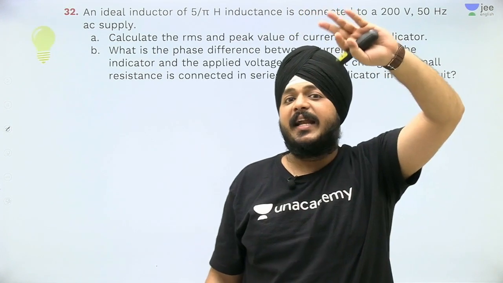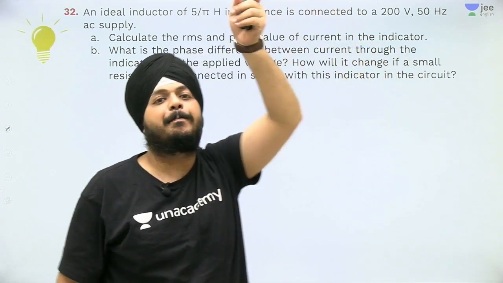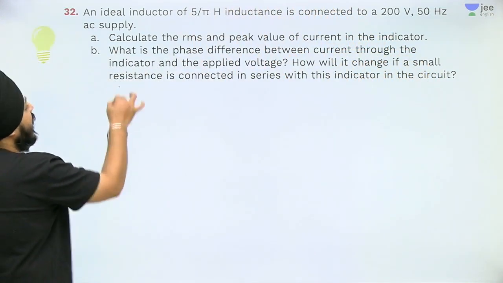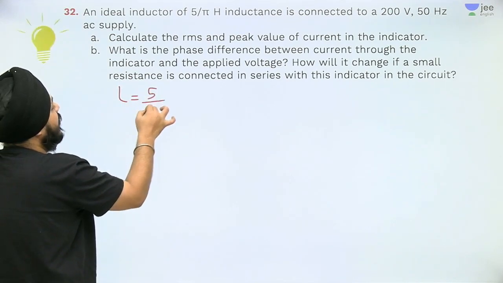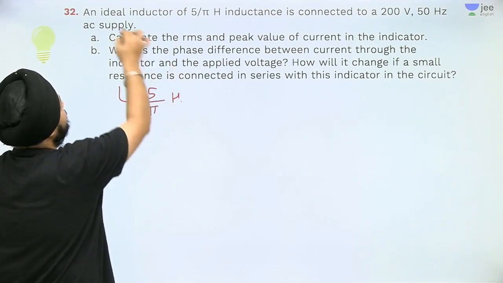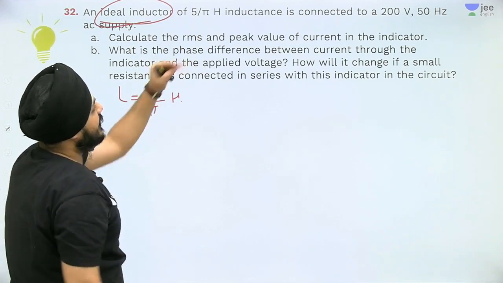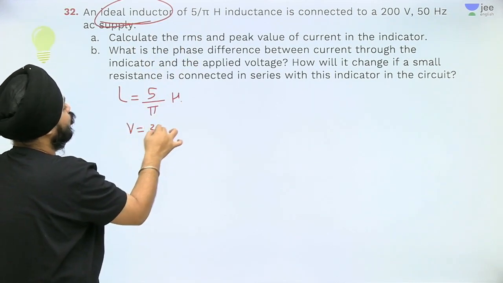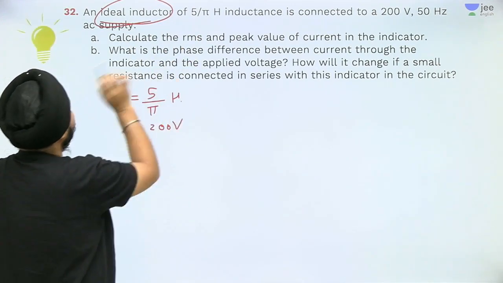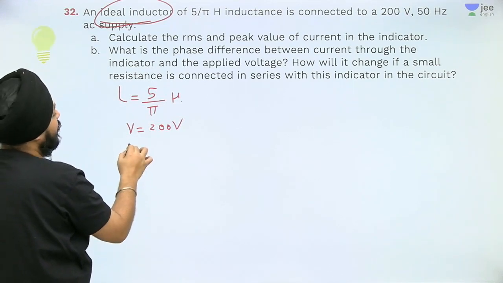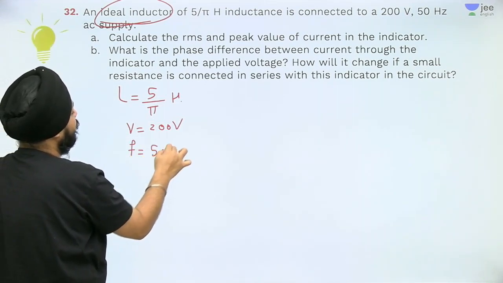See, an ideal inductor of 5 by pi Henry. I am saying L is equal to 5 by pi Henry, and it is given that an ideal inductor is connected to V is equal to 200 volt and 50 hertz AC supply. So frequency is equal to 50 hertz.